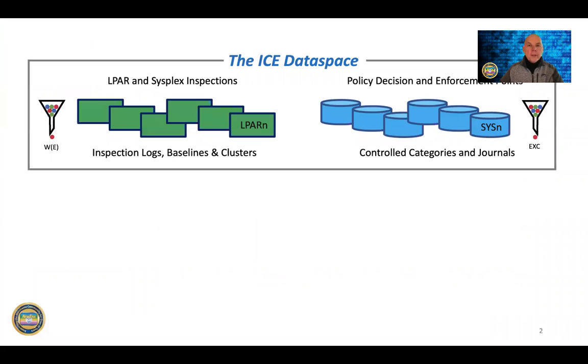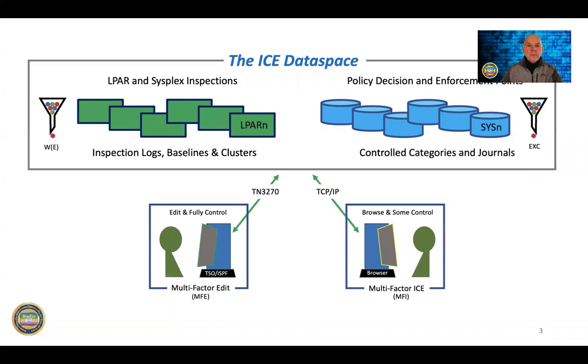So for a bit of background, you obviously know by now that the ICE data space is large and it contains inspection logs and baselines and clusters, control categories and journals. And there are functions within it that allow you to filter that information if you choose to do it, to change a warning to an error, or to just filter out certain default messages that might otherwise be recorded in the control journals themselves.